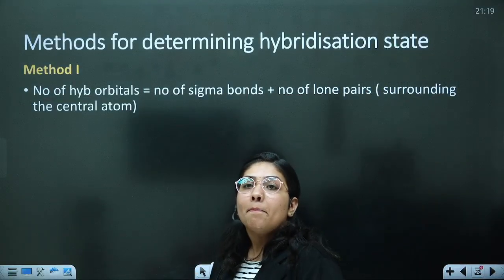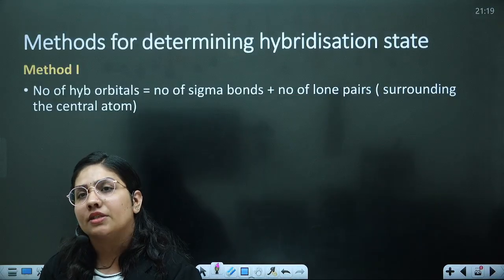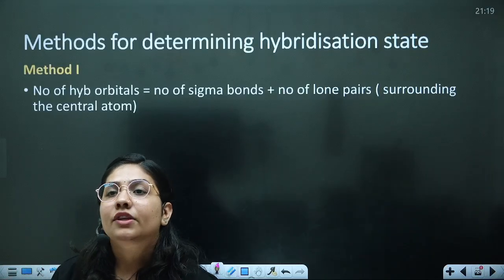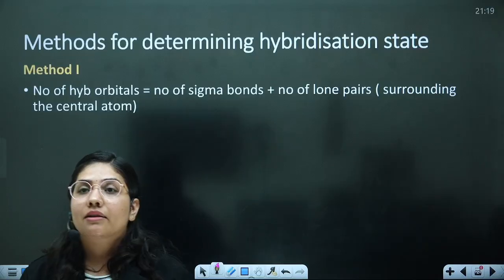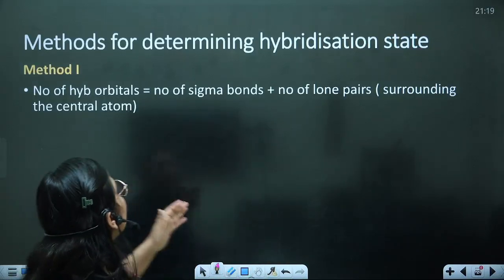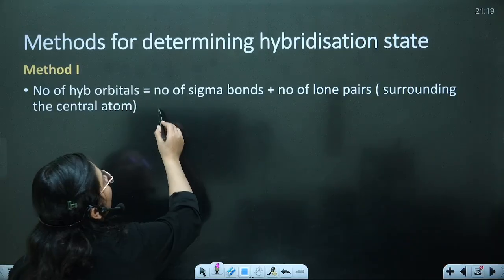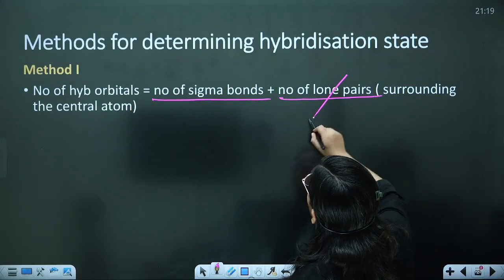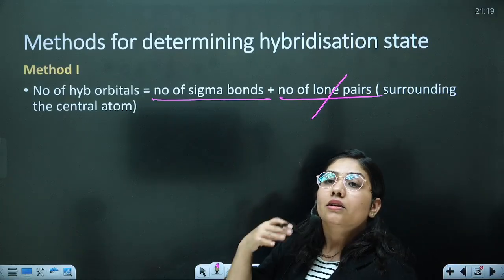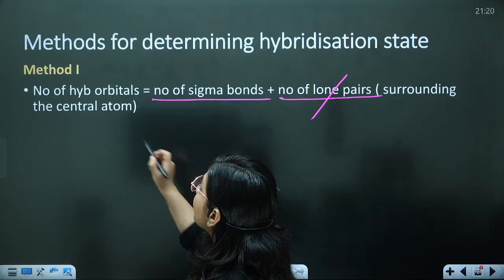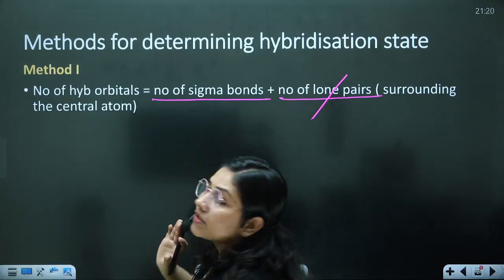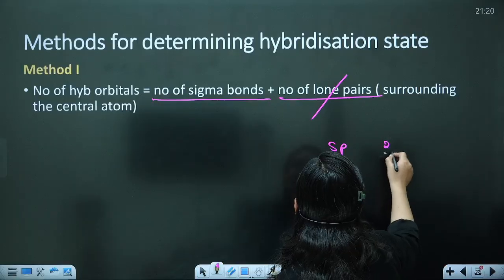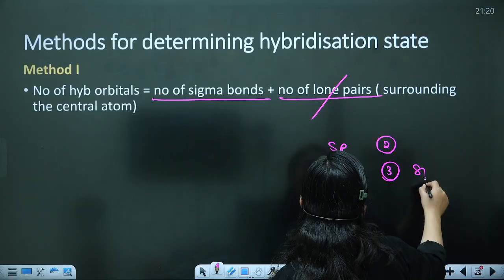Come to the next thing, methods for determining hybridization state. There are many methods to determine hybridization state, but we use the one which is suitable at that particular point of time. See here, number of hybrid orbitals equals number of sigma bonds plus number of lone pairs. Since we did not have lone pairs in the structures we have discussed, their number of hybrid orbitals was equal to the number of sigma bonds formed. I have told you that if it is sp, it means 2 hybrid orbitals, 3 hybrid orbitals means sp2.